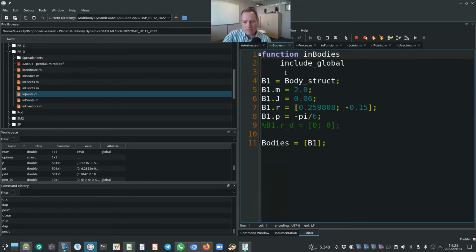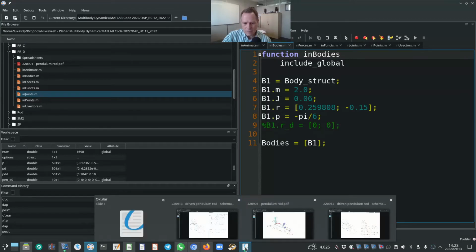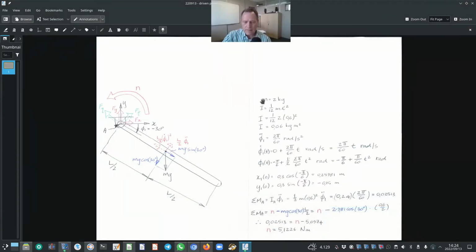Then in bodies, this is exactly the same as what I've explained in lecture 2. Let me just run through it quickly. So the mass is 2 kilograms. The moment of inertia about the center of gravity is 0.06 kilogram meter square. If I can quickly show you, mass 2 kilograms, moment of inertia about the center of gravity 0.06 kilogram meter square, and it was calculated as I explained earlier in this lecture as well.